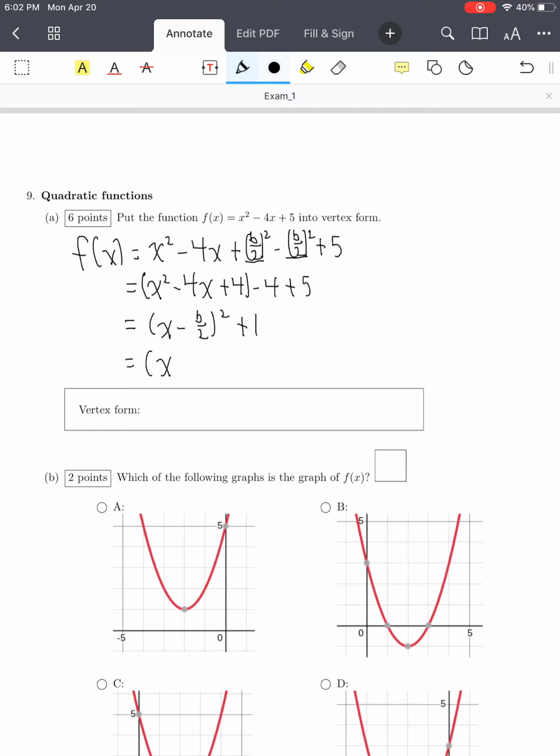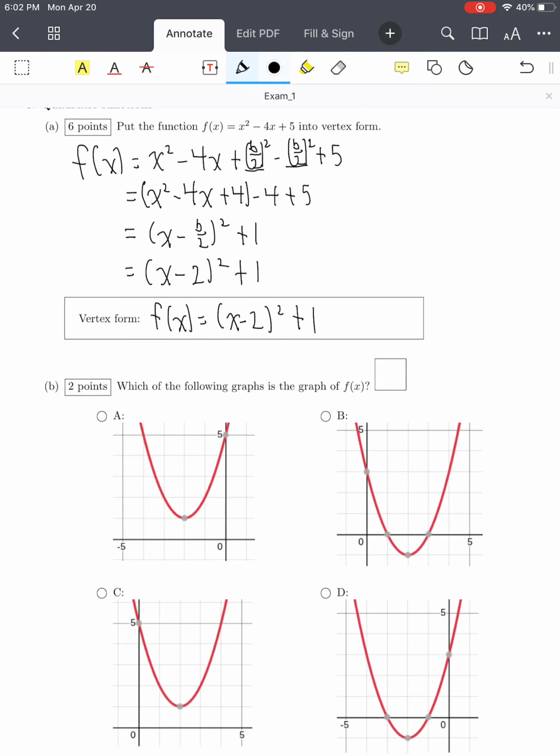So this is x minus negative 2. So x plus 2 squared plus 1. Sorry, that should be a minus 2. x minus 2 squared plus 1. So that's going to be our vertex form. f of x equals x minus 2 squared plus 1. And now for part B, we want to find which graph this is.